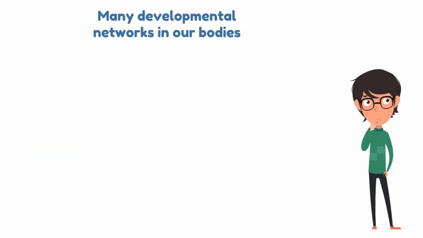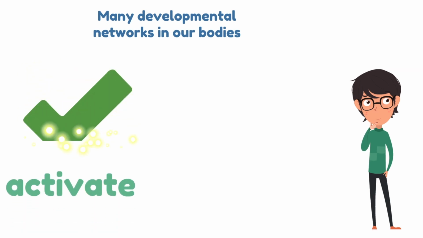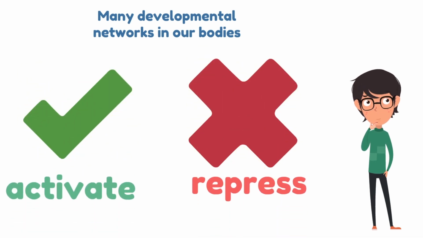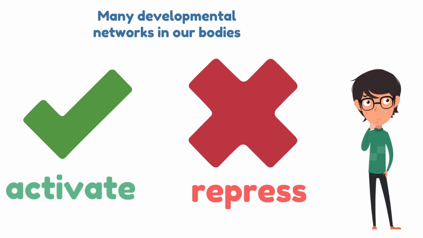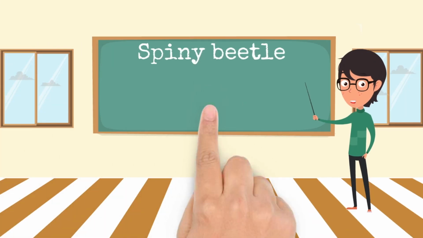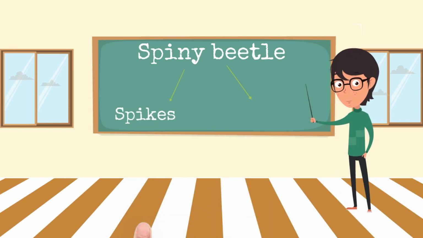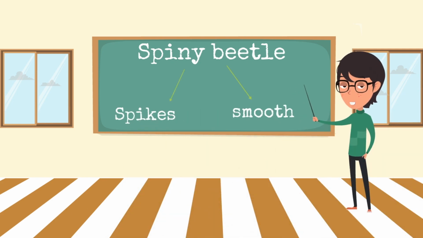There are many different developmental networks that activate and repress certain genes that lead to the formation of things like spikes in the ectoderm of the spiny beetle. Some cells in the ectoderm in the spiny beetle have spikes, others are smooth. To show how a cell could form spikes, let's use a hypothetical developmental network.